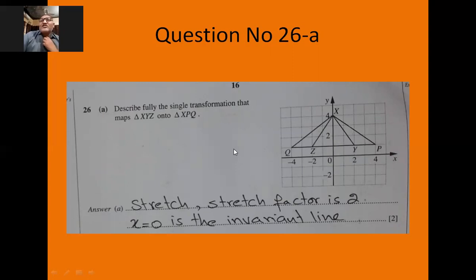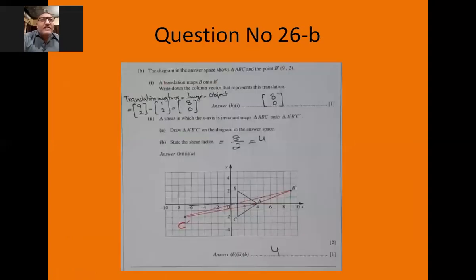So it's a stretch. Clearly, this is a stretch, and you can see this is your invariant line. From here it was 2 steps, and now it has gone 4 steps. This was 2 steps, and now it has gone 4 steps. So the scale factor is 2, it's a stretch, and x equals 0 is the invariant line.